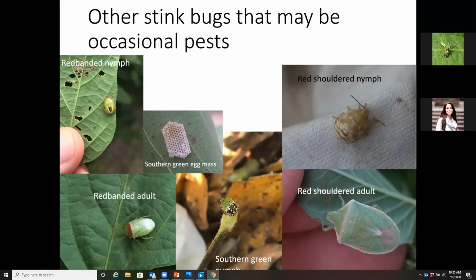The southern green stink bug is less common, but may be found after warm winters, particularly in the southernmost counties. The red-banded stink bug is an invasive species that may also be observed in some areas of the state. And like the southern green stink bug, red-bandeds are more likely to occur after a very mild winter. It is important to correctly identify the kinds of stink bugs being found in our beans because some species are more difficult to control with insecticides than others.